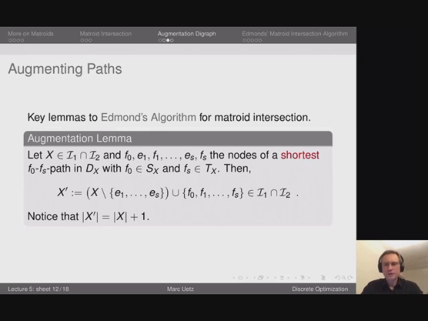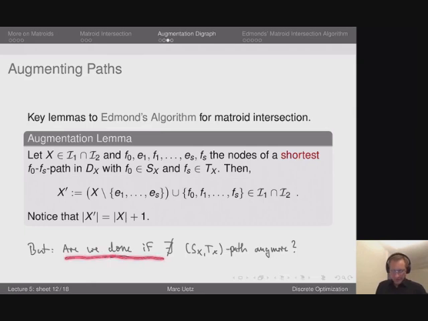But does that really work? So this procedure would certainly end if I do not find an augmenting path anymore. And that is the big question. Are we really done if we do not have any path from the set Sx to the set Tx in this augmentation digraph? Okay, so we need a proof that when this algorithm doesn't find any augmenting path anymore, then we have computed a maximum independent set in these two matroids.